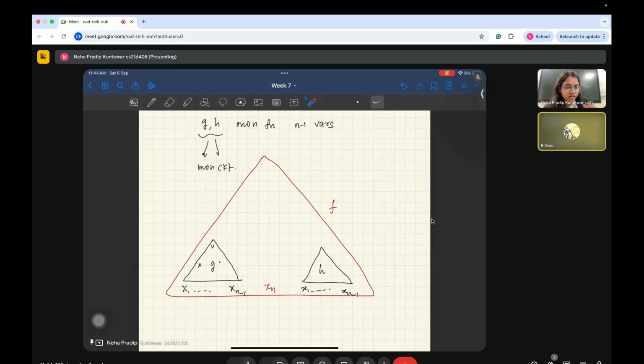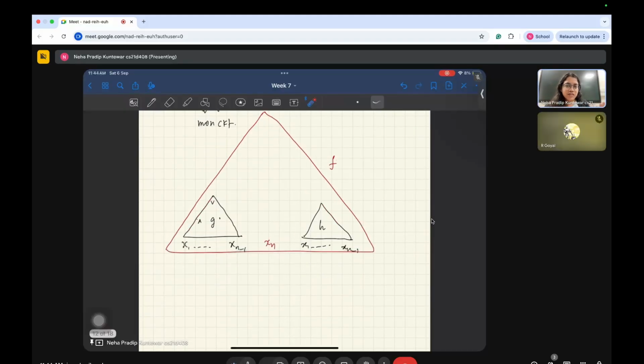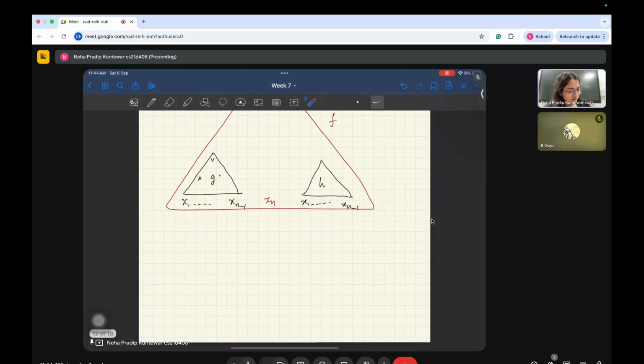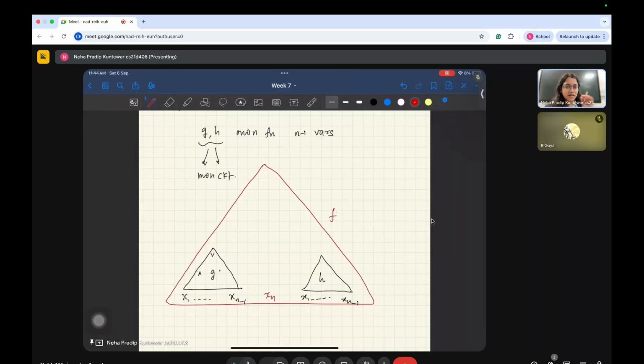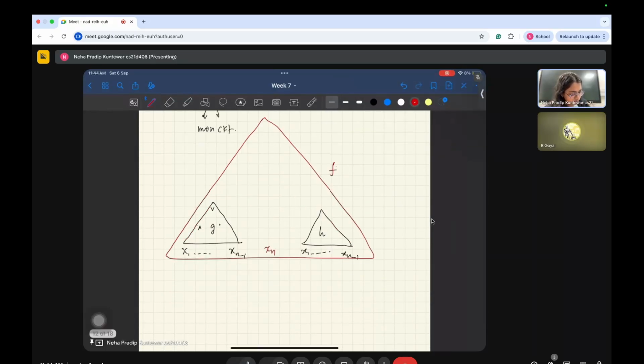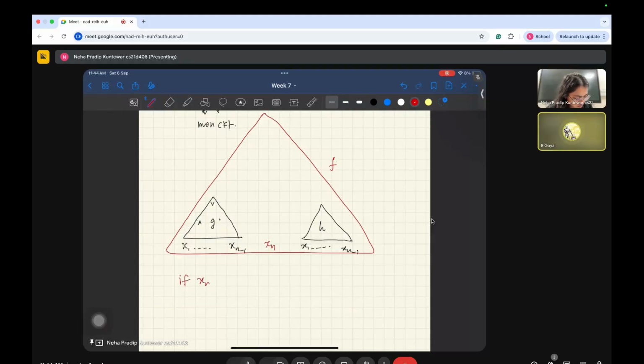Let's say that you are allowed to use negation. Actually, we are not, but for now, as a digression, let's say you are allowed to use a negation gate. Then how will you compute this? Depending upon the value of xn: if xn is equal to 0, I go for g. Otherwise, if negation of xn, then I'll go for h.